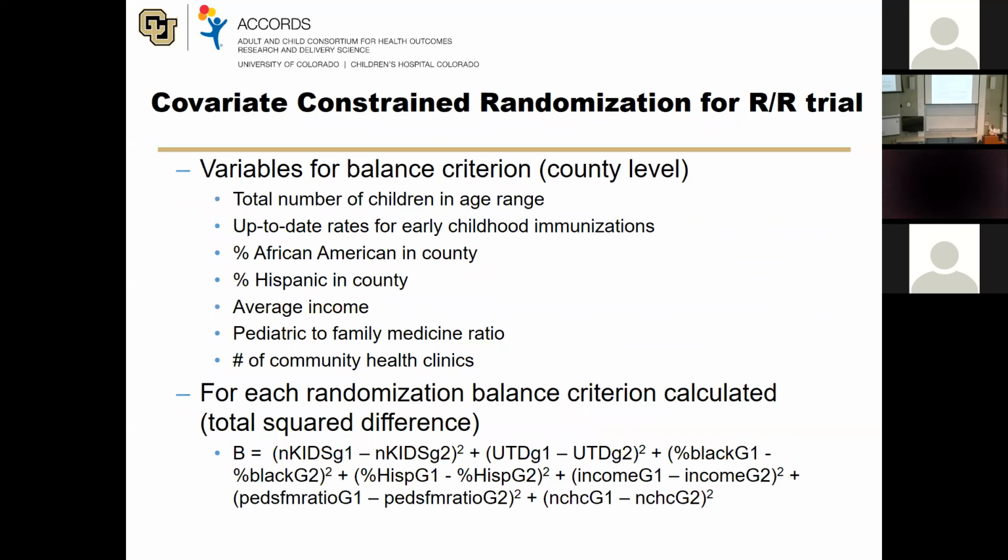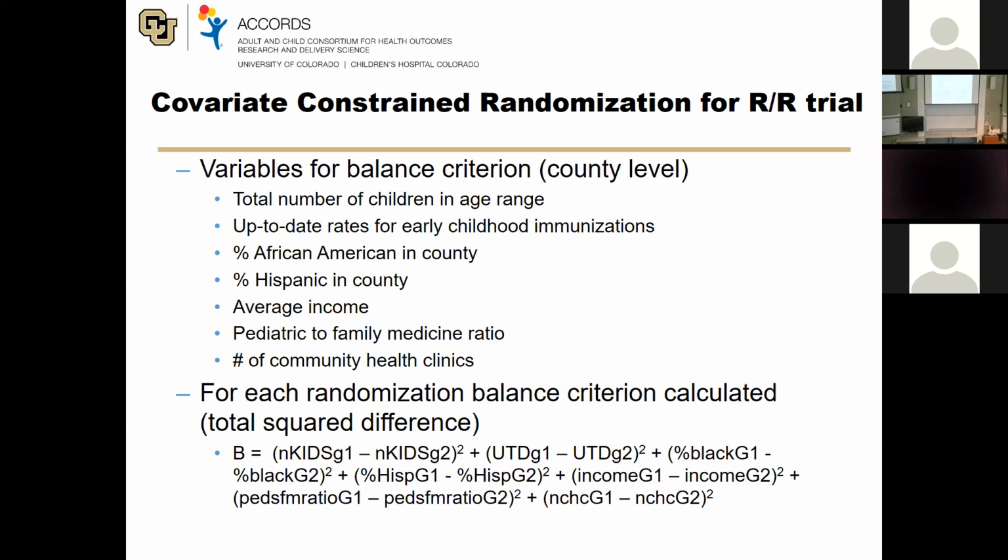Again, here are most of the balance variables that we used. I think we had one that was a little bit different, but it's pretty much the same. Total number of children in the age range in the county, up-to-date rates for early childhood immunization. We had some race ethnicity variables, average income, pediatric to family medicine ratio, because there are some differences in practice type constellation across the counties, and the number of community health clinics.